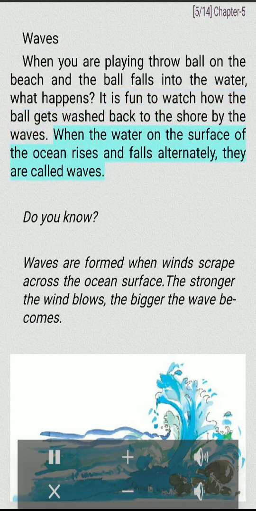When the water on the surface of the ocean rises and falls alternately, they are called waves. Do you know? Waves are formed when winds scrape across the ocean surface. The stronger the wind blows, the bigger the wave becomes.